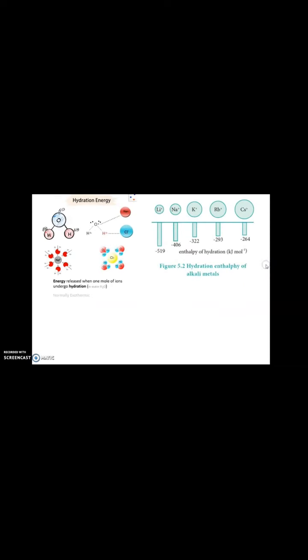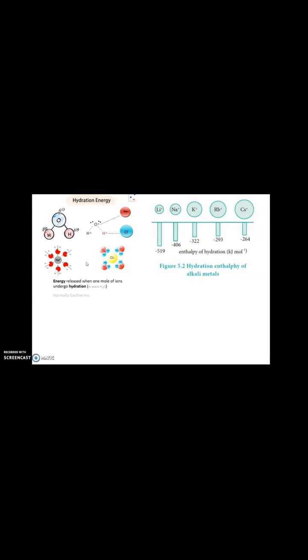What is the trend of hydration enthalpy of alkali and alkaline earth metals? So first of all, we have to know what hydration enthalpy is. Hydration enthalpy is actually the process where the cations and anions are hydrated by water. Hydrated means water molecules will be accommodated surrounding the cation and surrounding the anion. Any cations or anions are generally stabilized in water. Water acts as a solvent.